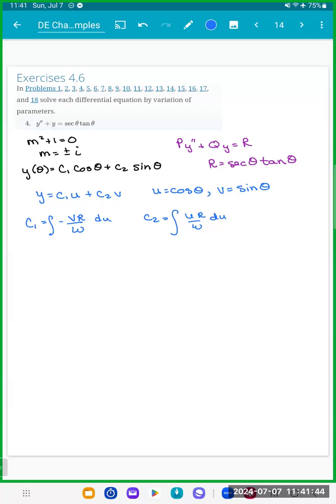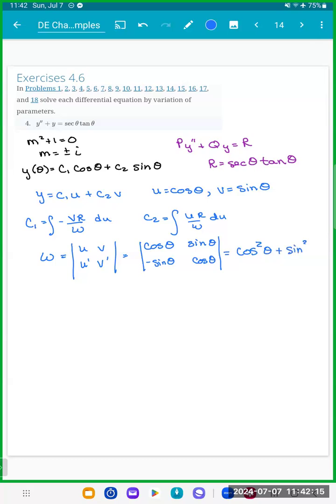Okay, so we want to compute our Wronskian matrix here. So W is U, V, U prime, V prime. That is cosine theta and sine of theta, and then the derivative is negative sine theta and cosine theta. That simplifies to give us cosine squared theta plus sine squared theta, which is a Pythagorean identity, so it is equal to 1.